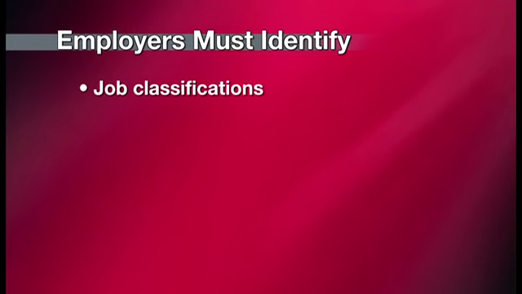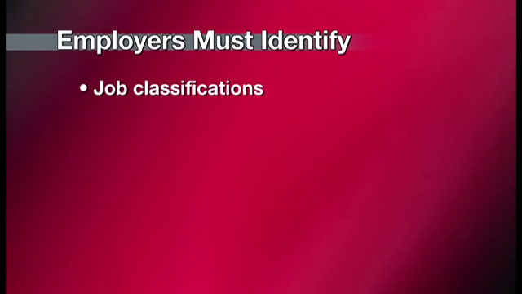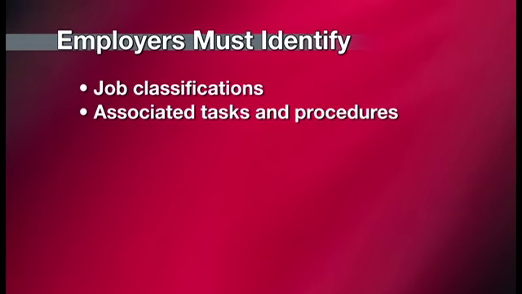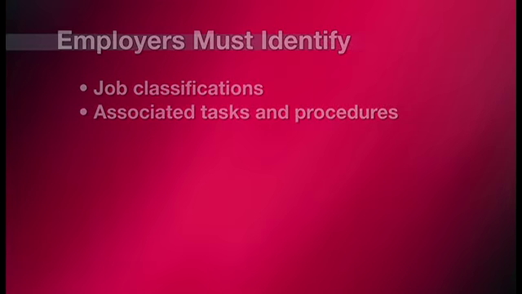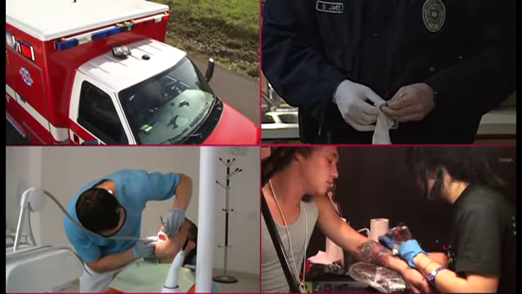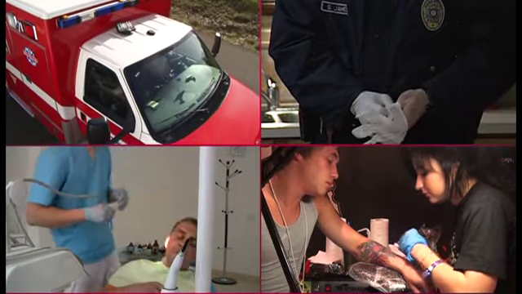Each employer must identify job classifications in which employees have occupational exposure, as well as the associated tasks and procedures in which there is a risk of exposure to blood or other potentially infectious materials. Occupations with a likely chance of occupational exposure include first aid providers, housekeepers, lab workers, firefighters, EMTs and paramedics, law enforcement agents, medical and dental personnel, and tattoo and body modification artists.